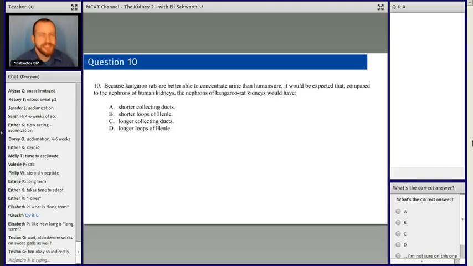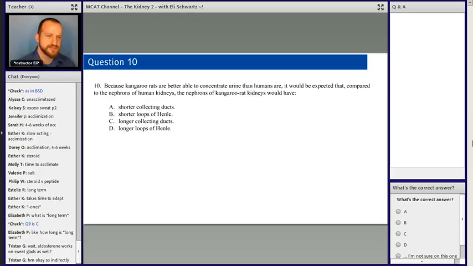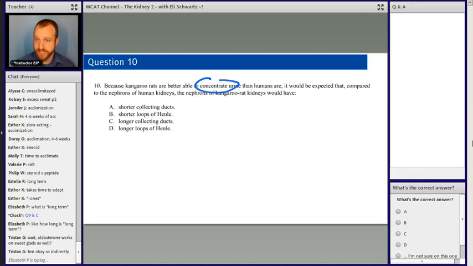Let's jump in. We talked about this briefly when we were running through the figure that had a bunch of different points on it, the ADH point, the aldosterone point, the squiggly lines from the beginning and the end, a lot of the stuff that we referenced back actually from Kidney 1, and it's trying to confuse us. Kangaroo rats do something else, and we compare their nephron to our nephron. Well, they're concentrating urine better. So we'd love to see an answer that mentions something about collecting ducts or loops of Henle.